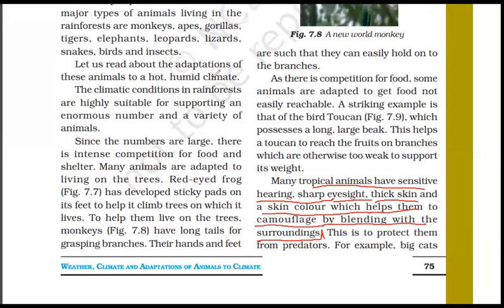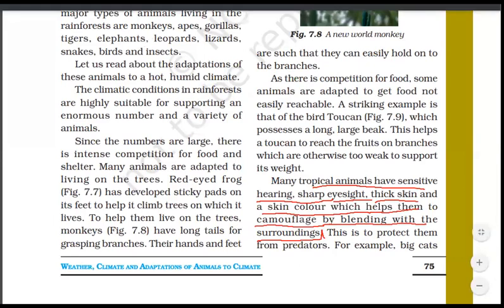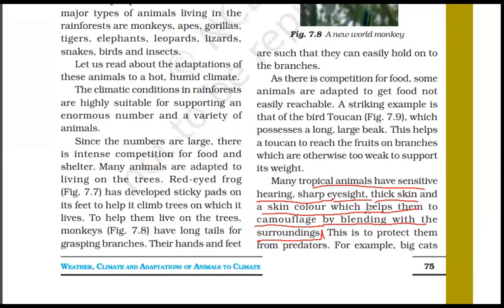So I can say that these are the adaptations for the tropical animals. You should write this point. These are some important points.